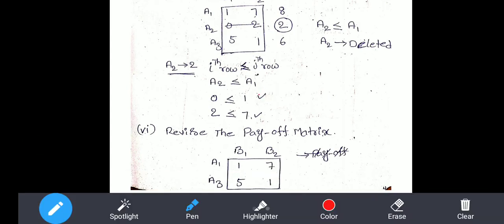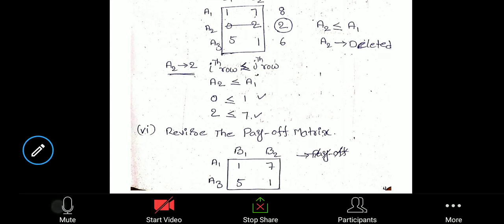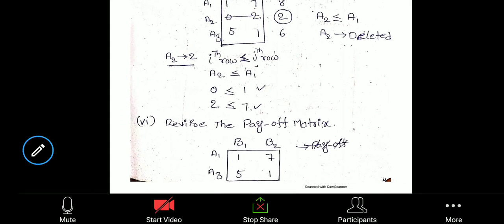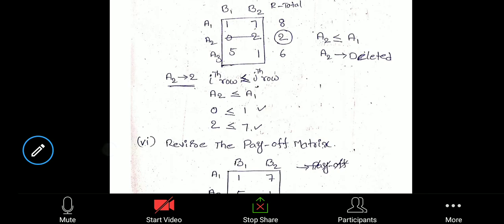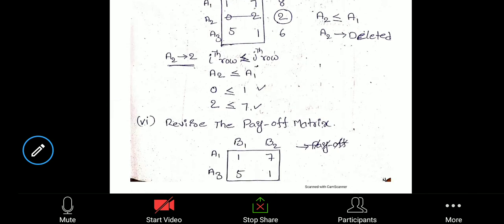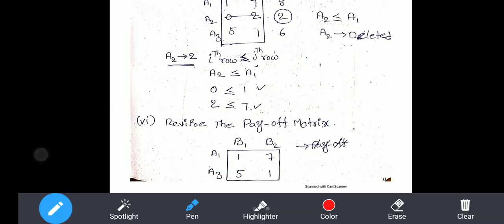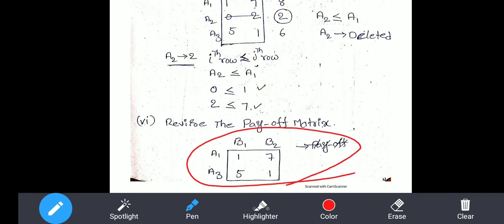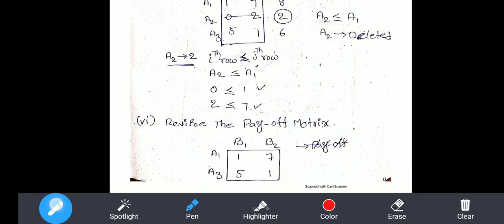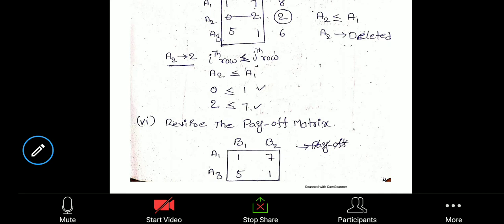The condition was satisfied: 0 is less than or equal to 1, 2 is less than 7. So A2 is dominated by A1. A2 will be deleted. So one column was deleted as well as one row. The revised matrix will be A1, A3, B1, B2. It was shown for us here, the payoff matrix. This payoff matrix will be converted into a 2 by 2 matrix. Now we can apply the mixed strategy.